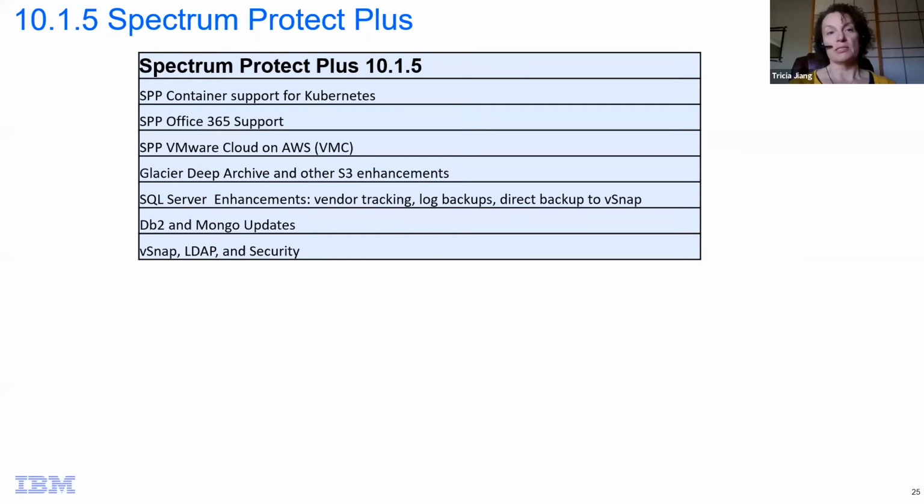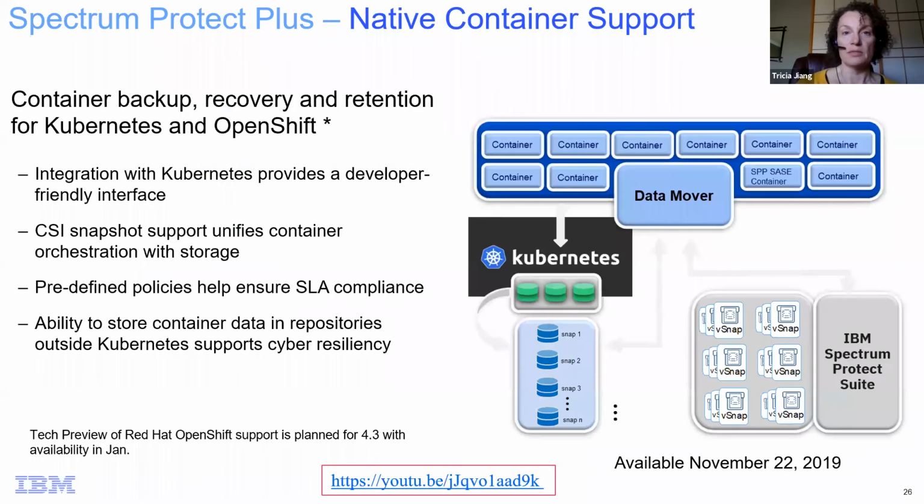So Spectrum Protect Plus, this was a big release for us, version 10.1.5. Here are the functionalities that we released, and I'll be covering quite a few of those. The first one, which made a really big splash, was our container support. And this is not containers as in Spectrum Protect containers. This is containers as in Kubernetes.